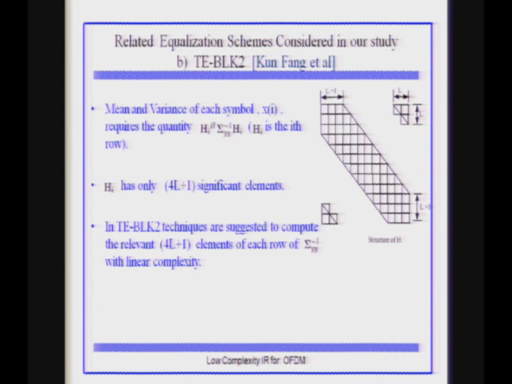They do it at the beginning of the iteration. They do it in a single go, and they call it block operation. And the 2 comes from the fact that they are proposing 3 different schemes, out of which 2 is the best performer. So I call it block 2, and T for turbo equalization, for lack of a better name.